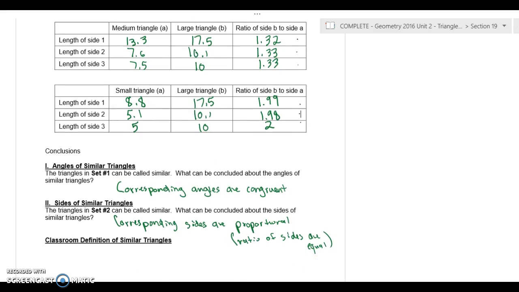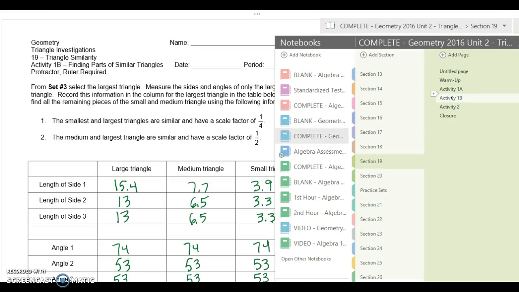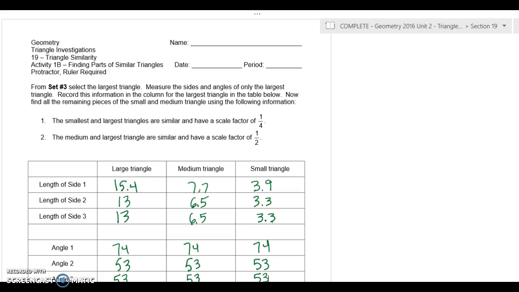So that's what our definition of similar triangles is. They're triangles where the corresponding angles are congruent and the corresponding sides are proportional. But if we're trying to show that these things are always true, we don't necessarily need all that information. But let's make sure that we know how to actually resize these triangles.